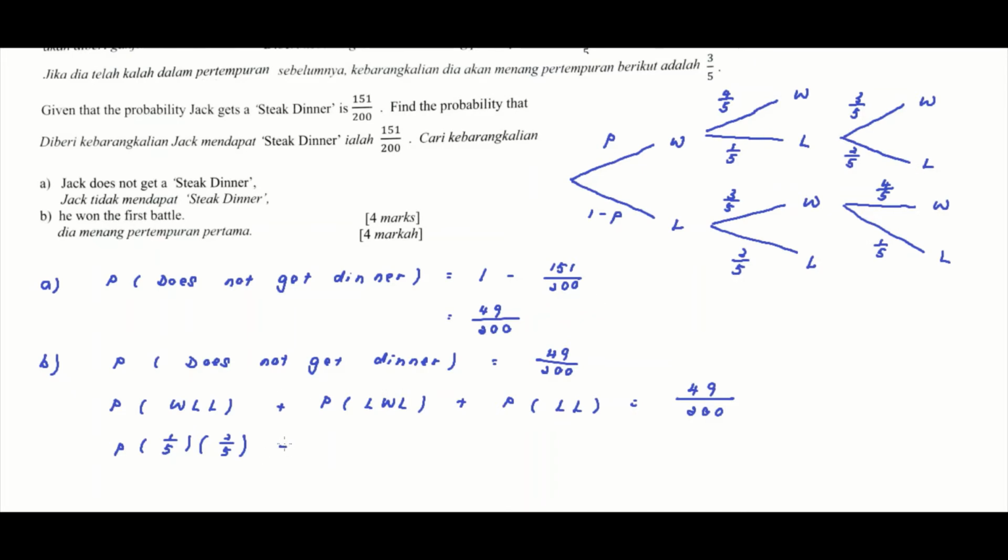Then plus loss, win, loss. So loss is 1 minus P, then win in the second one is going to be 3 over 5, then loss, so 1 over 5. We are looking at this L, W, L. And the last one is L, L, so it's going to be 1 minus P and then another loss, so it's 2 over 5. All of this is equal to 49 over 200. Then you can do your calculation.